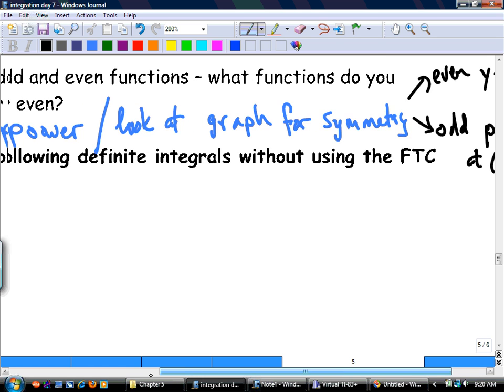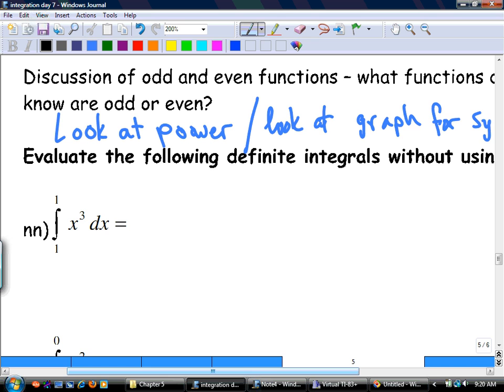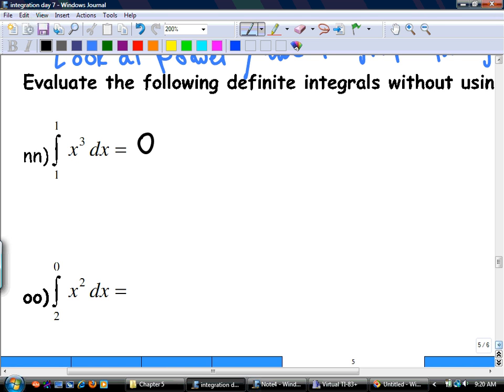Almost done. Use your brain. What is the antiderivative between negative 1 and 1 of x cubed? Do not do any calculation. The area between 2 and 0. Oh, we have to do some calculation. Oh, well.